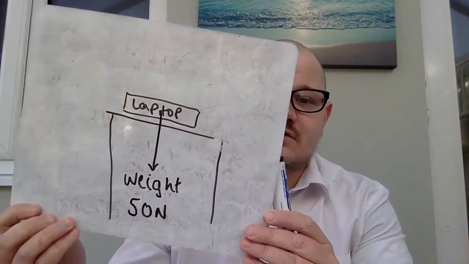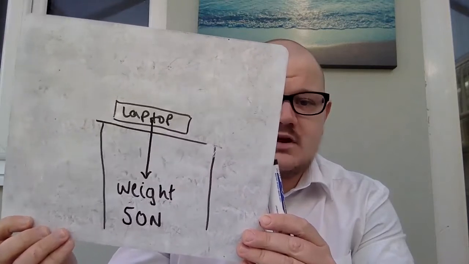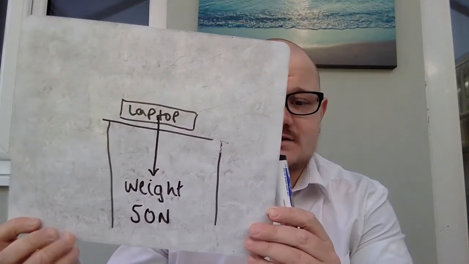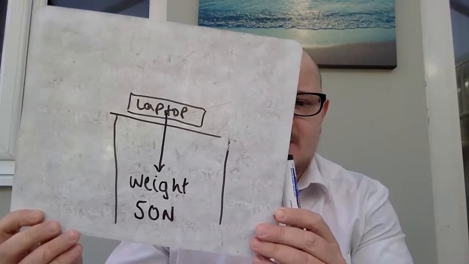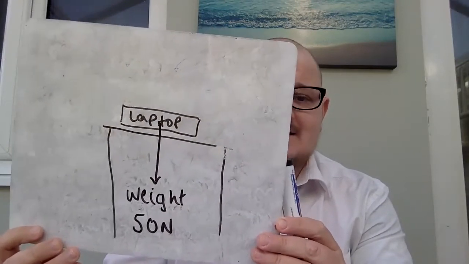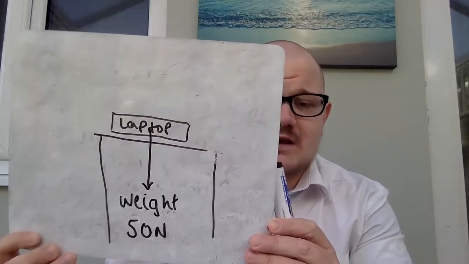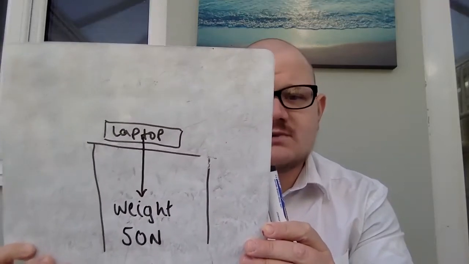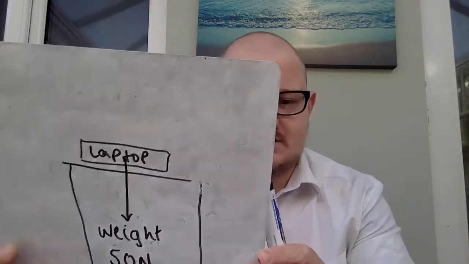If this was the only force that was acting on it, then we know from our balanced and unbalanced forces that something would happen. This laptop would break the table. It would be accelerating downwards. It would push straight through the table. So there must be a force acting in the opposing direction. And we're going to label that on now. So again, I'm going to draw it from the same point. I'm going to draw a circle in the middle so that you can see that point a little bit more clearly.